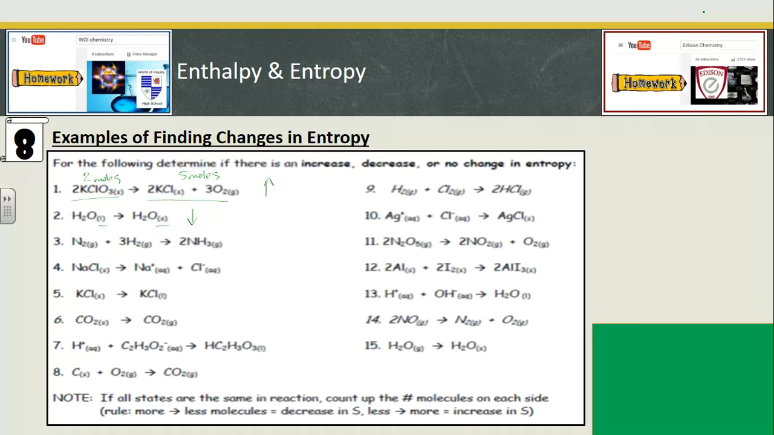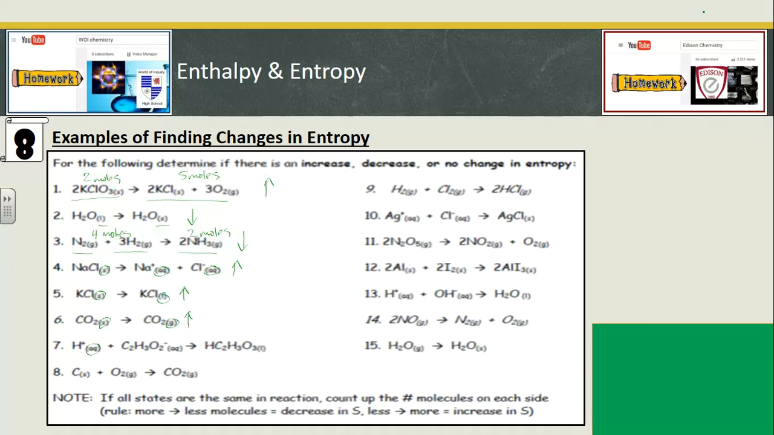The third one, we have two reactants becoming 1 product. We have 4 total moles and 2 total moles. So the randomness and disorder is decreasing when that one is formed. This solid is becoming aqueous ions. That's an increase in entropy. This solid is melting and becoming a liquid. That is an increase in entropy. This solid's turning into a gas. That is an increase in entropy.